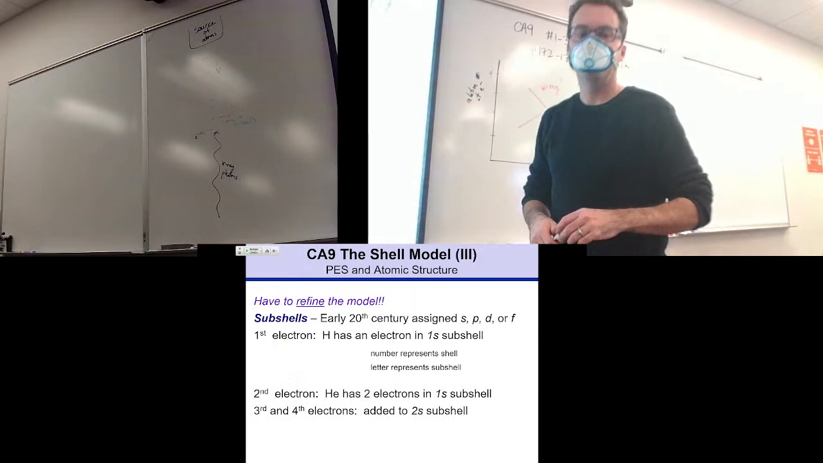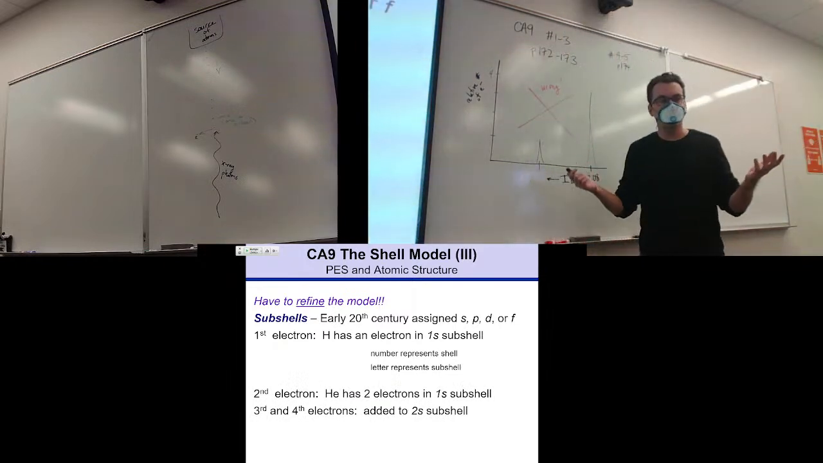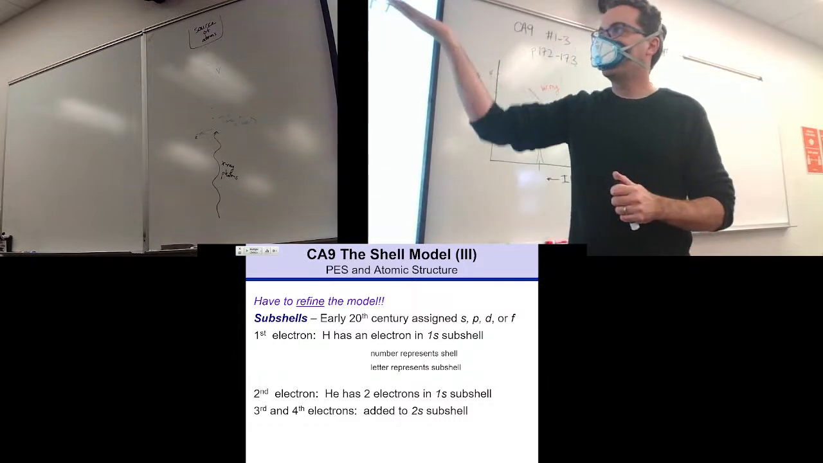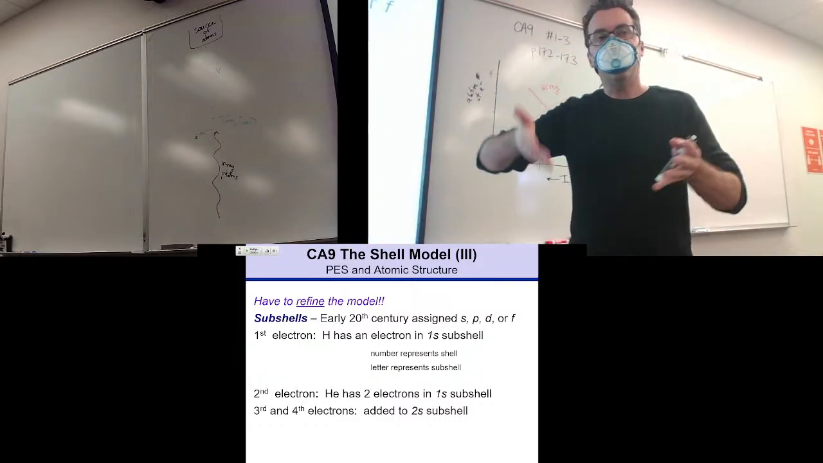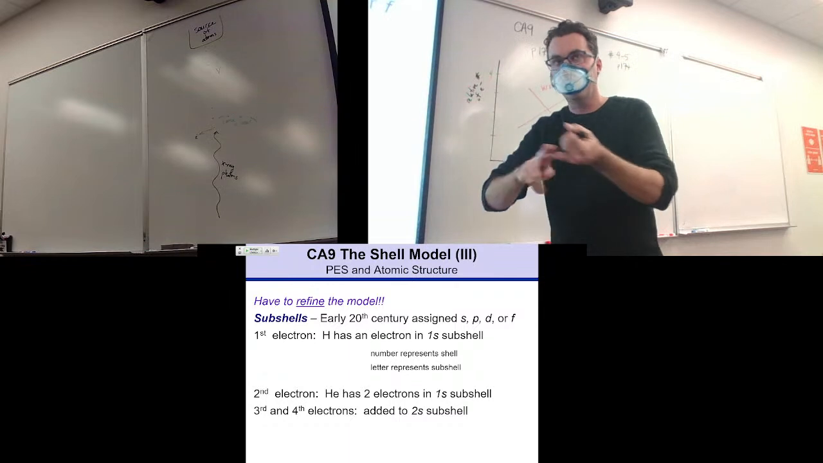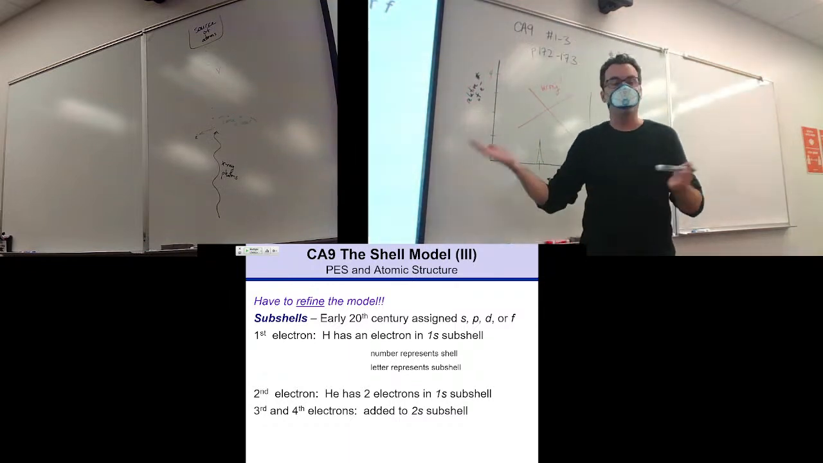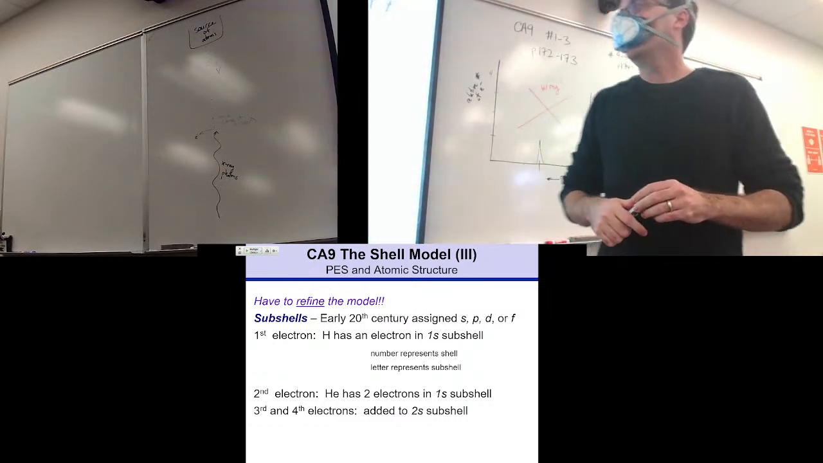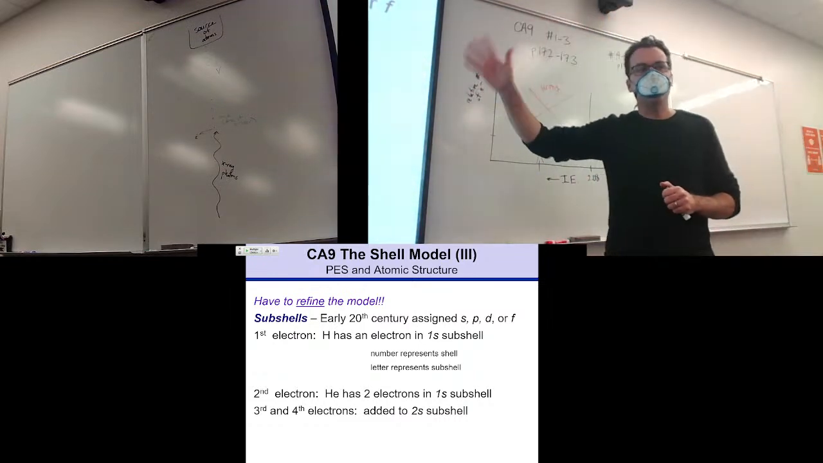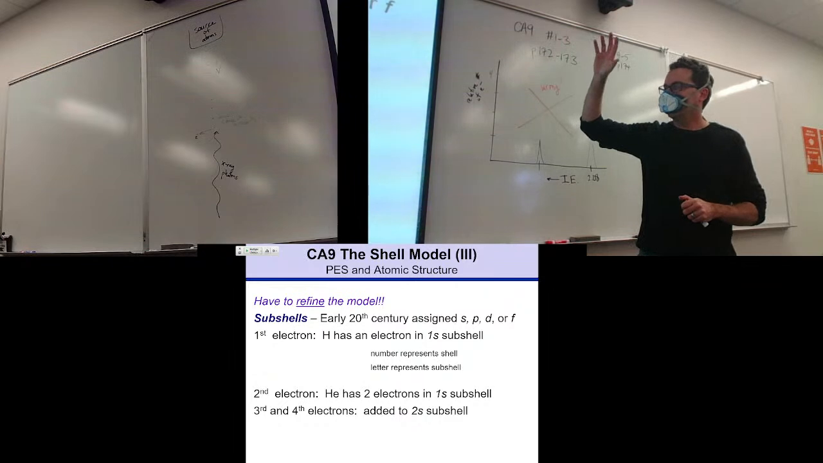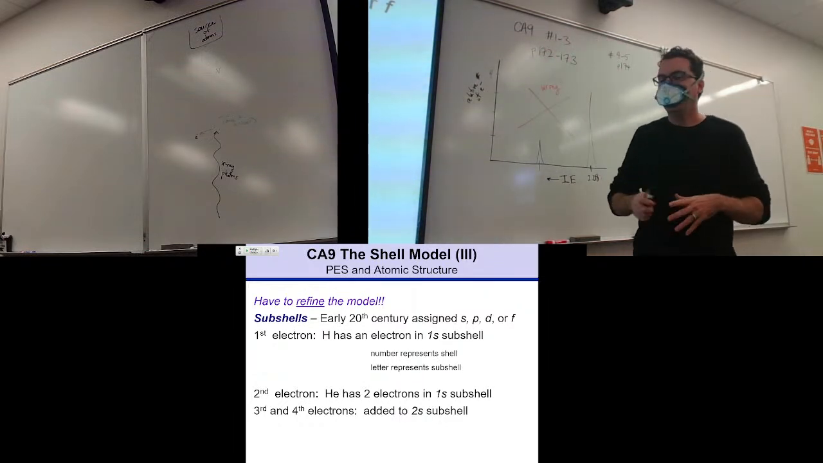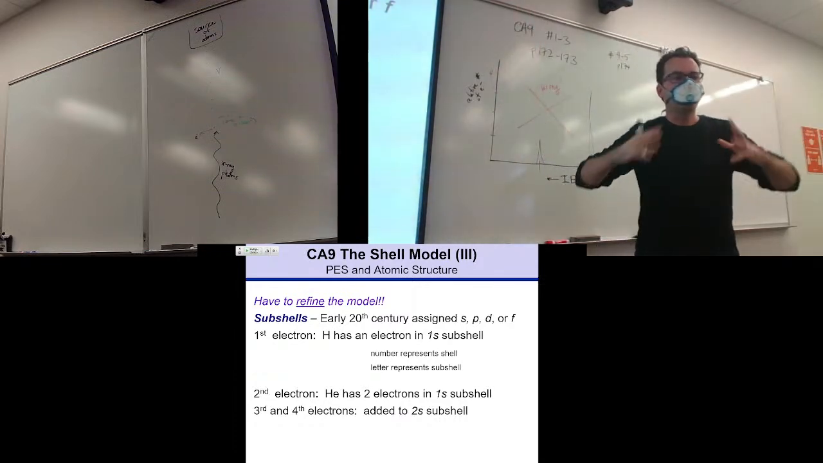So helium has 2 electrons in the 1s subshell. Lithium and beryllium, those are the next 2. We would add those third and fourth electrons into the 2s subshell. Now, again, we're not going to get into the origin of the S and the P and the D and stuff. And we're not going to go through all the data to prove that they exist.